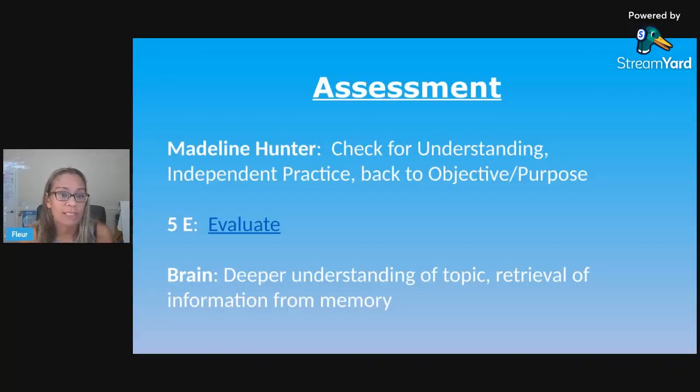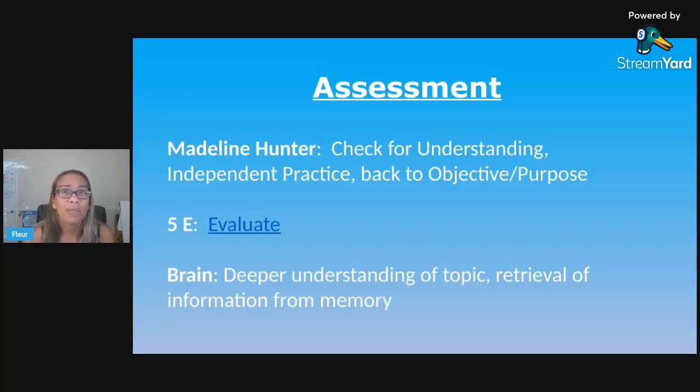So for the assessment in Madeline Hunter, that is the check for understanding piece, which is happening throughout your lesson. You're checking if they're understanding it. So you're giving these formative assessments throughout the whole unit. You could check during independent practice, and then it goes back to the objective and purpose. Did they learn what you set out for them to learn? In 5E, this would be the evaluate step.